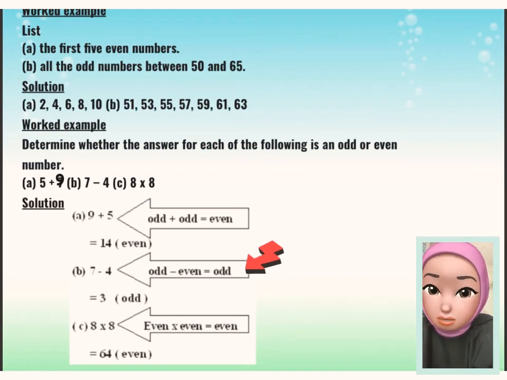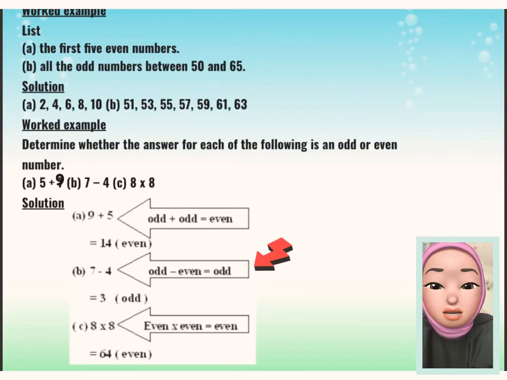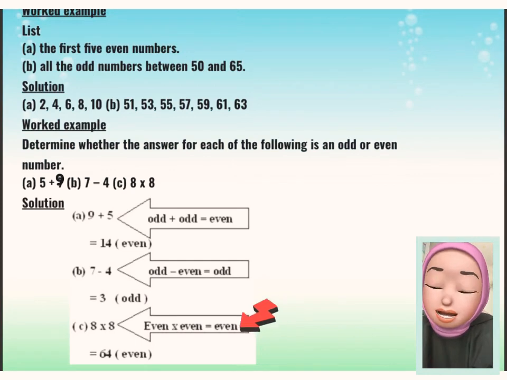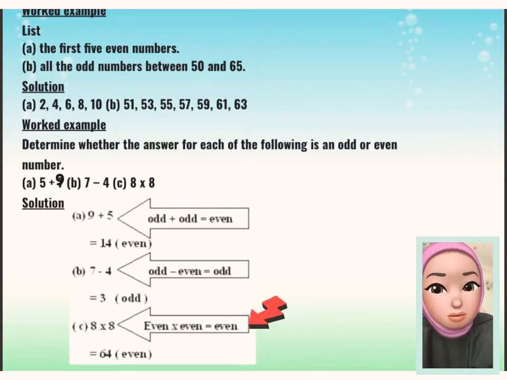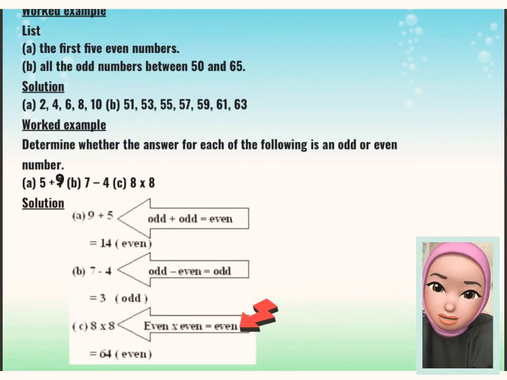And next, 7 minus 4. Odd number minus even number. So the answer will be an odd number, 3. And last one, 8 times 8, even number multiplied by even number. So the answer will be an even number, 64.